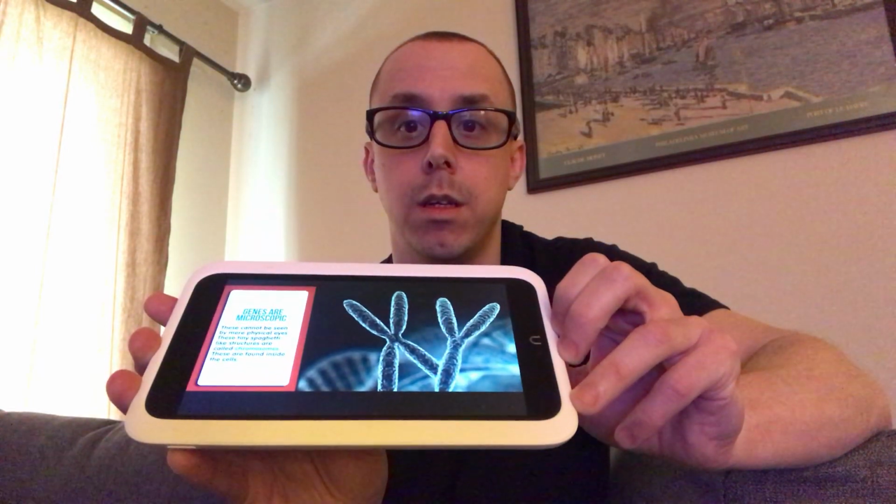Genes are microscopic. These cannot be seen by mere physical eyes. These tiny spaghetti-like structures are called chromosomes. These are found inside the cells. So everybody has 46 chromosomes. We get 23 from our mother and 23 from our father, and they go together in pairs. Chromosomes are in matching pairs. Hundreds and sometimes thousands of genes are in just one chromosome.